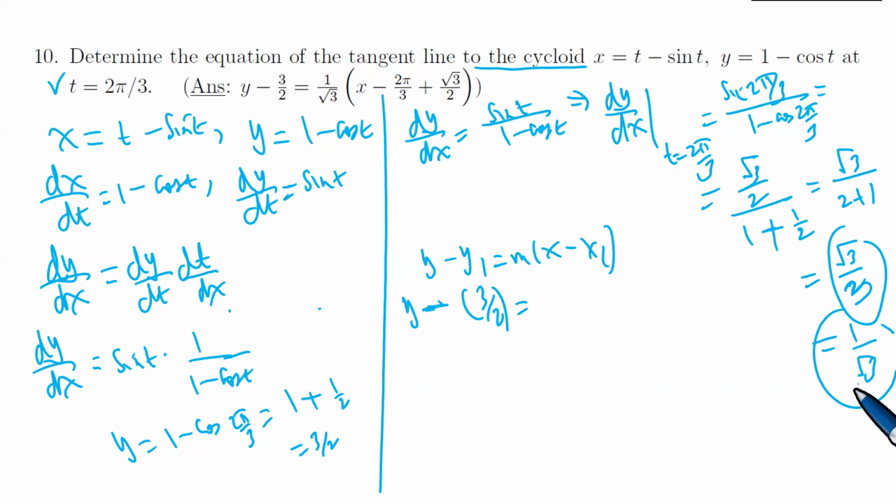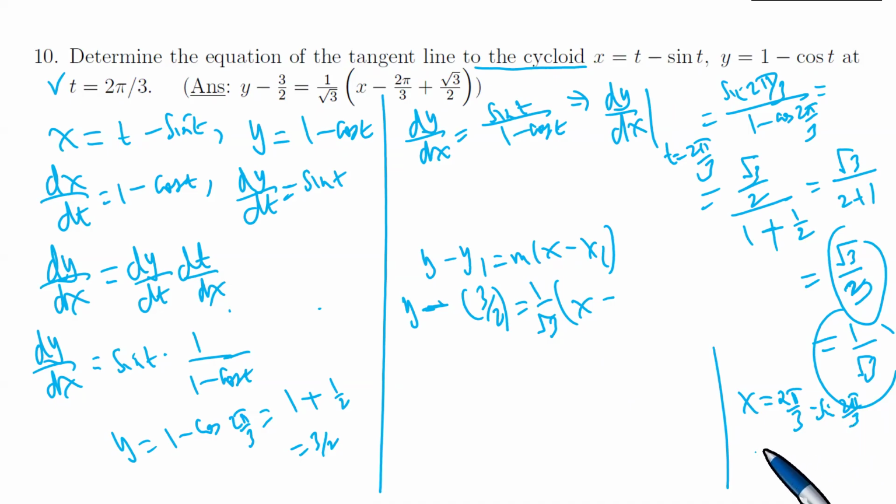The slope is 1 over the square root of 3. Then you have x minus, and you substitute t equals 2 pi over 3 into the x, which is 2 pi over 3 minus the sine of this. So we continue.